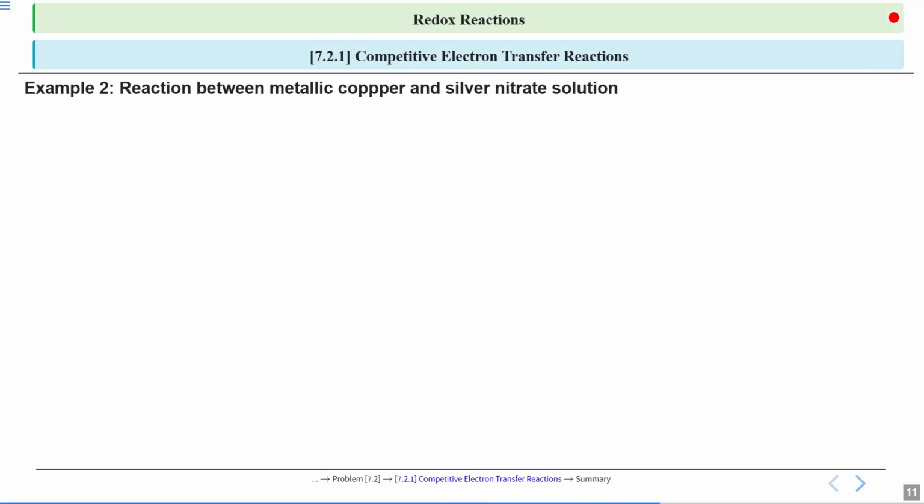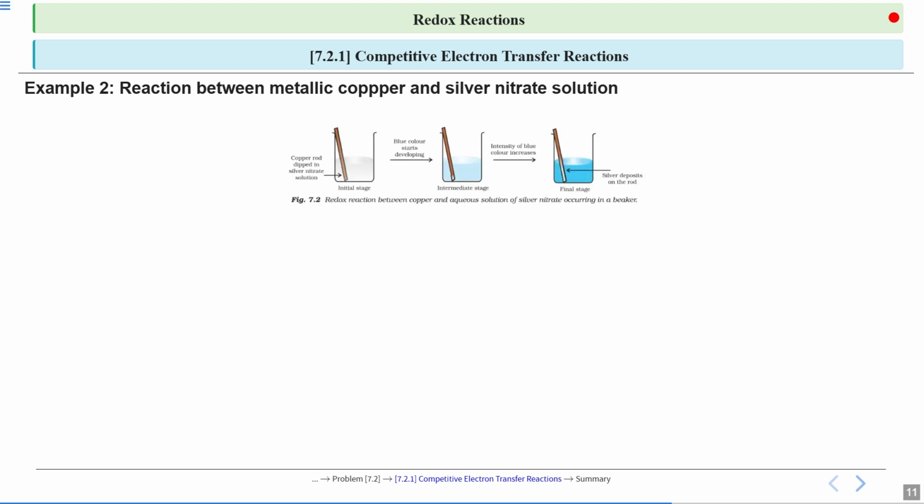Now, let's consider another example to understand competitive electron transfer reactions. The example is the reaction between metallic copper and silver nitrate solution. Now we are taking a rod of copper. Previously there was the copper nitrate solution and a zinc rod, but now we have taken a copper rod and the solution is of silver nitrate.